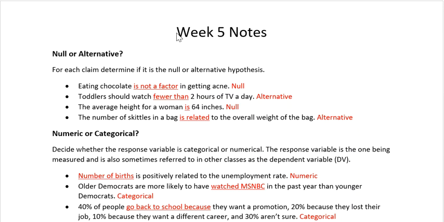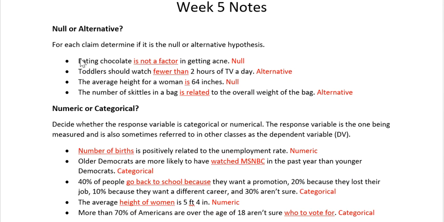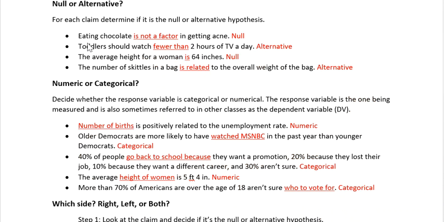It says week 5 notes, but technically it's a lot about claims and response variables. So null or alternative. It's really important, and on the quiz for this week you're going to need to know for each claim whether it's the null or alternative. Now this builds off of what we did last week, so hopefully this shouldn't be a big deal for you. But here are your different examples.